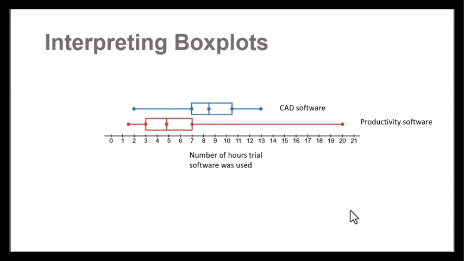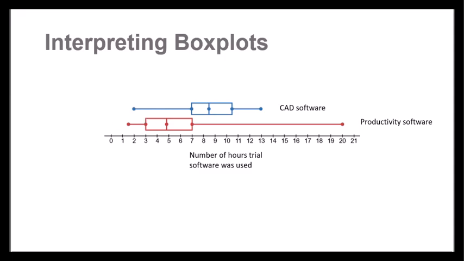And there's a little bit different skew for the CAD software. So it is a little bit more symmetric, actually a little bit skew left. So that might mean that the productivity software users mostly didn't use it that much, but there are a few people who really liked it and used it a lot. And the CAD software users maybe were a little bit more certain about using that software, and more of them used it for longer, and a few people used it for not very much time.